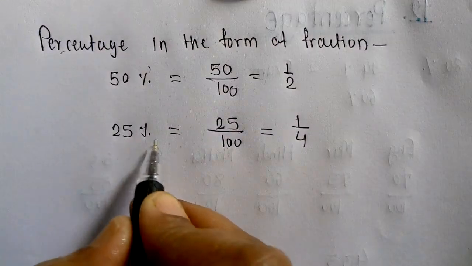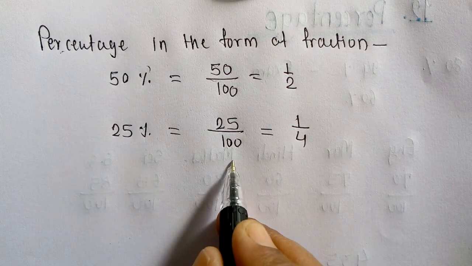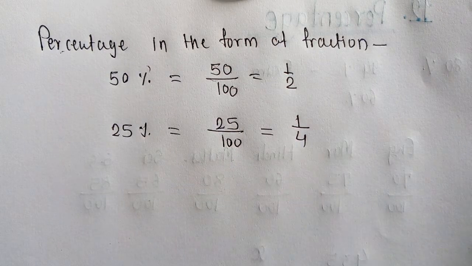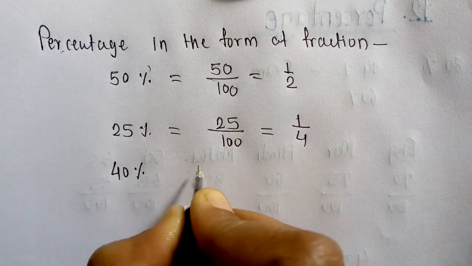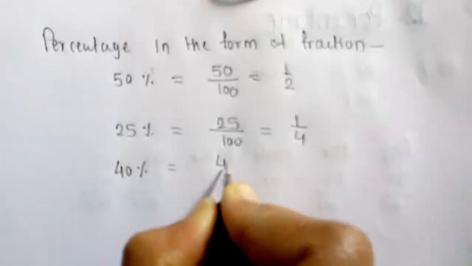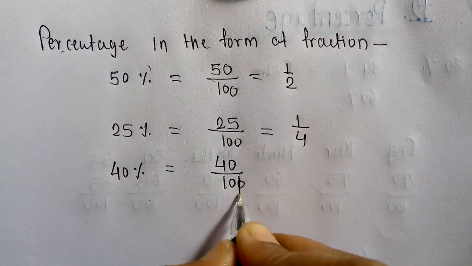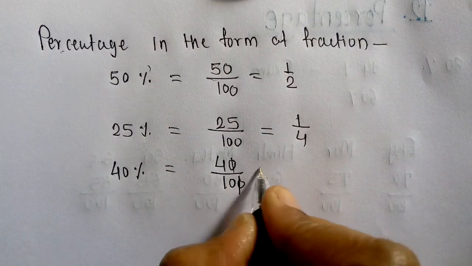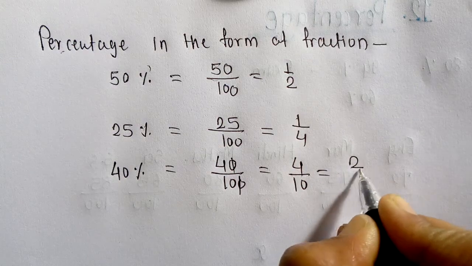So 25 percentage, how can we write it in the form of a fraction? 25 upon 100 or 1 upon 4. Suppose 40 percentage. How to write it? 40 upon 100. We have to convert it into reduced form. See, 4 upon 10 you can say. Otherwise, you can convert it to 2 upon 5.